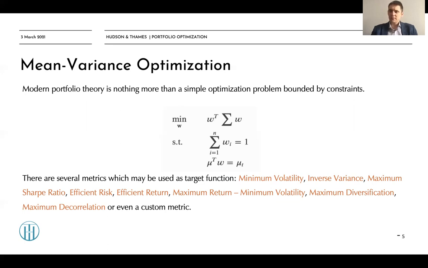Probably your investor has his own fitness function which he would like to optimize for, and you can create a custom portfolio which may fit best to your investor's constraints. So let's briefly discuss those metrics and how they can modify the mean-variance optimization setting.